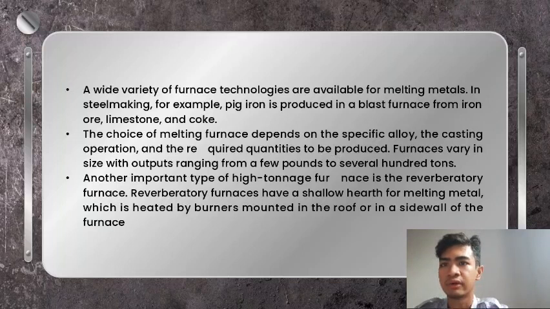Another important type of high-tonnage furnace is the reverberatory furnace. Reverberatory furnaces have a shallow hearth for melting metals, which is heated by burners mounted in the roof or in a sidewall of the furnace. The flame used for melting does not impinge on the metal surface itself, but radiates off the walls or the roof of the furnace, allowing the accomplishment of additions and solutions for metallurgy, metal, and master alloy.